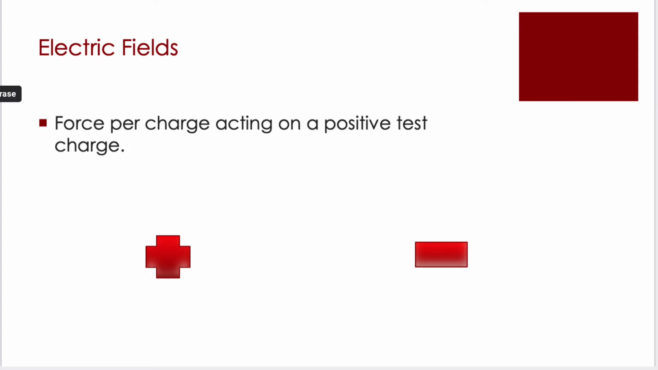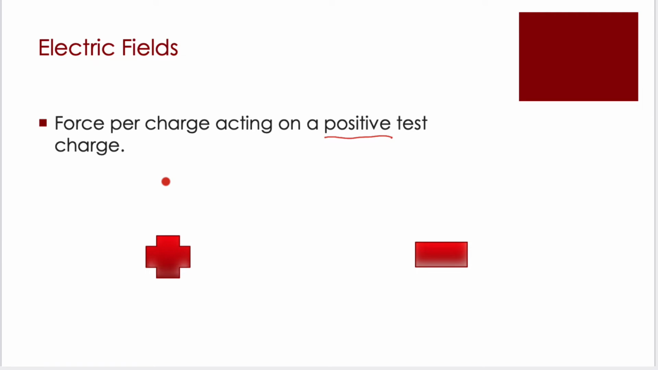So now let's move on to electric fields. Take a look, I now have force per charge acting on my positive test charge. For the gravitational field, it was force per mass. Notice here there's a difference. I have force per charge on a positive test charge. This is one of the differences between a gravitational field and an electric field. Now, as a convention, we will always choose a positive test charge when drawing our electric fields.